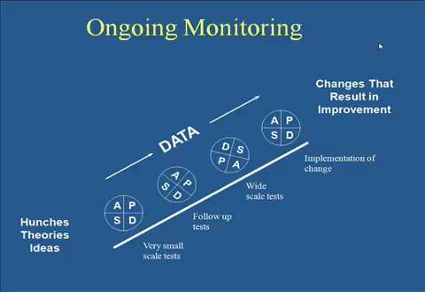Just as a circle has no end, the PDSA cycle should be repeated again and again for continuous improvement. Use the PDSA cycles for ongoing monitoring of your implemented change. Decide when this will be completed. Are you going to do ongoing monitoring on a monthly basis, a weekly basis, a quarterly basis, etc.? Decide who will collect the ongoing data and how it will be collected.